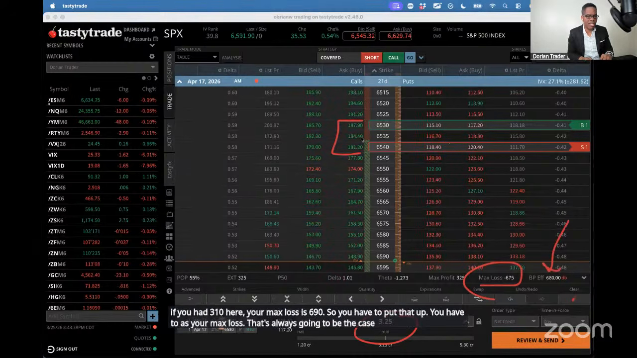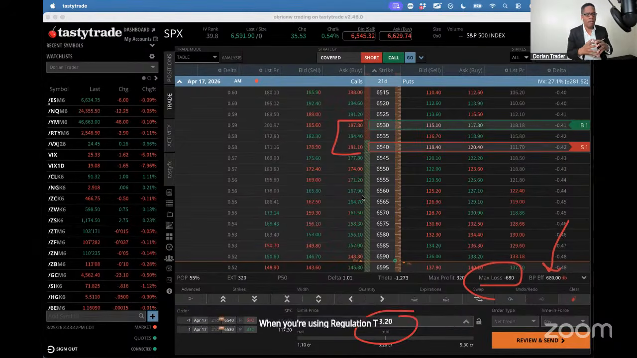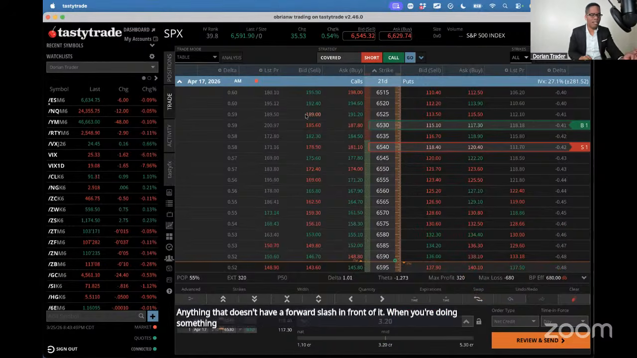You have to put up your max loss when you do a spread, when you're using Regulation T or regular T margin on any stock, right? Anything that doesn't have a forward slash in front of it. When you're doing something with the forward slash in front of it, then it's going to be more like portfolio margin.